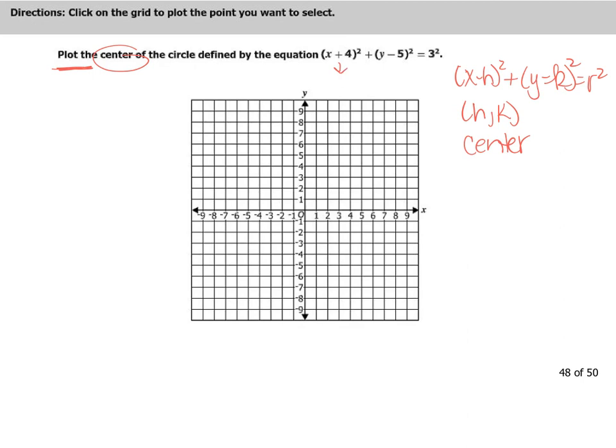So the opposite of this is going to be 4, negative 4. And the opposite of this one is going to be 5. So our coordinates are going to be negative 4 and 5. So I start here at the origin, and I go over 4, and I go up 5. So voila, there's the center.